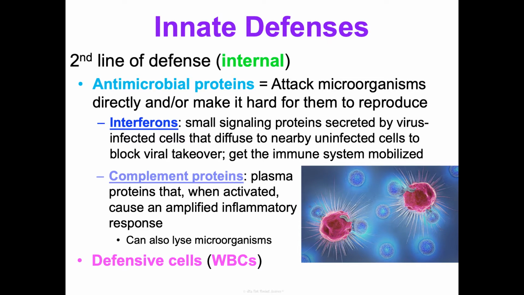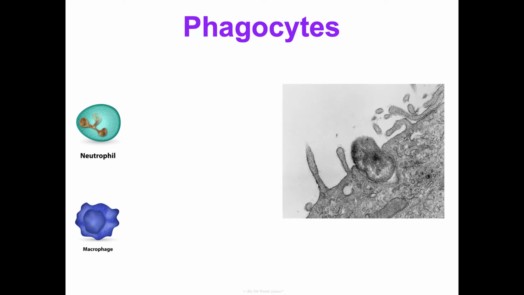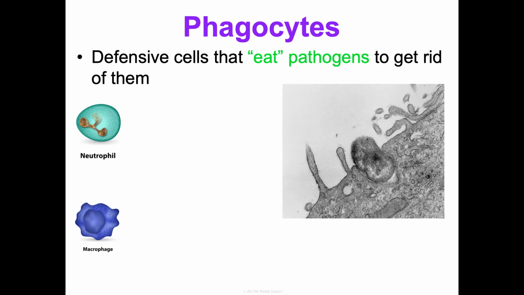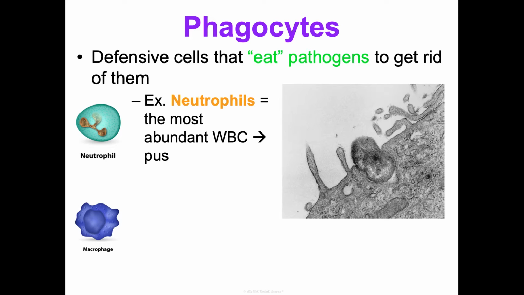Another line of defense are your defensive cells, which are your white blood cells, specifically phagocytes and natural killer cells, or NK cells. So that's what I'm going to dive into next. Phagocytes are just defensive cells that eat pathogens to get rid of them. They don't really have a mouth. That's why I don't say they eat, but they basically engulf them and then break them down.